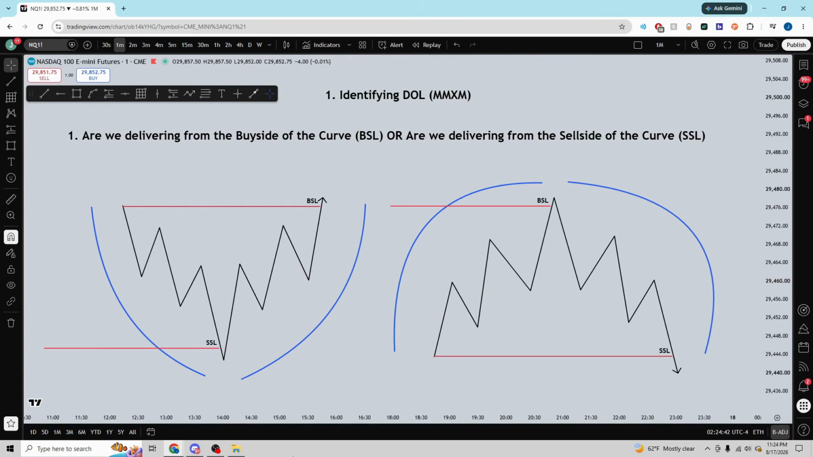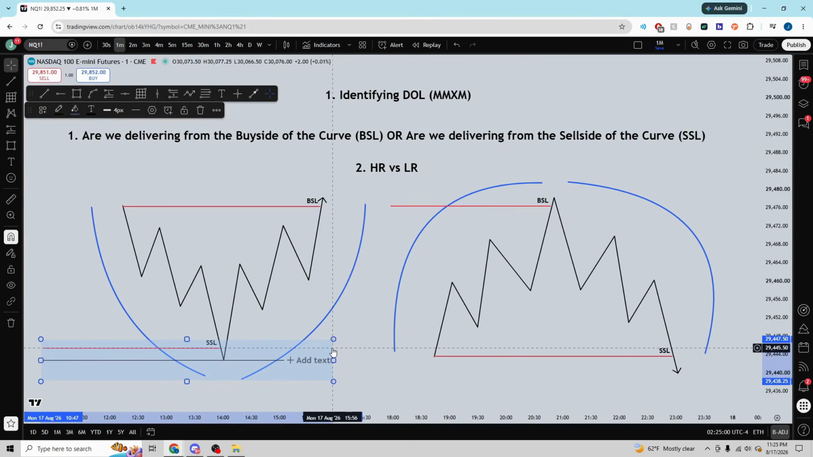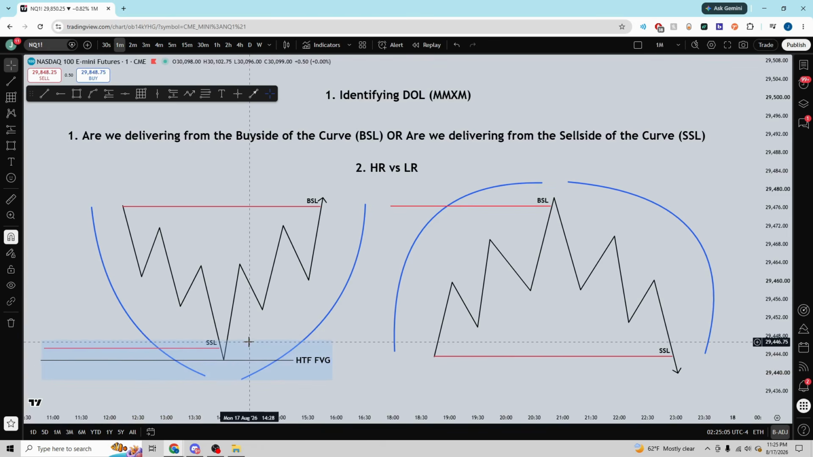So now moving on to the second step of the checklist, you want to identify where high resistance liquidity versus low resistance liquidity is being presented in these market maker frameworks. You can see in the first example, we sweep sell side liquidity on the high time frame. You also want to identify, do we react out of a high time frame fair value gap, that being the 15-minute and above? And if so, you can then classify this as high resistance. Then, since we are in a market maker buy model profile, you can see to the left side of the curve if we have any low resistance liquidity built up.